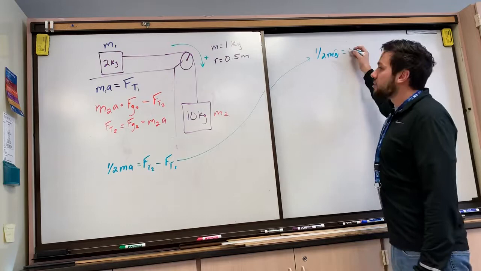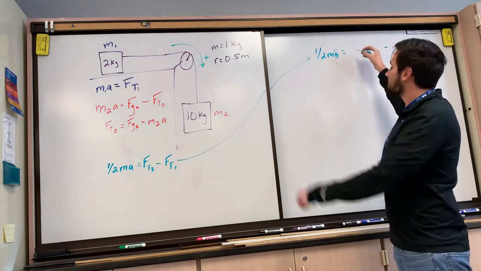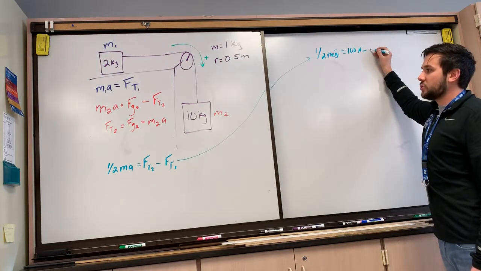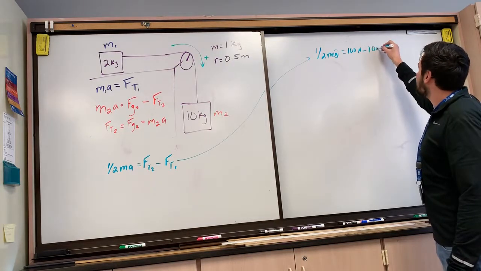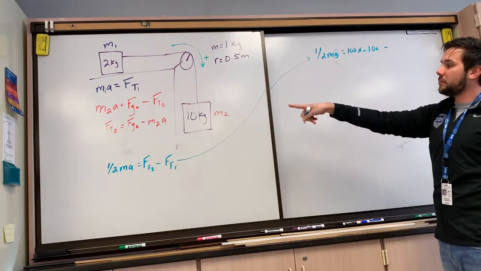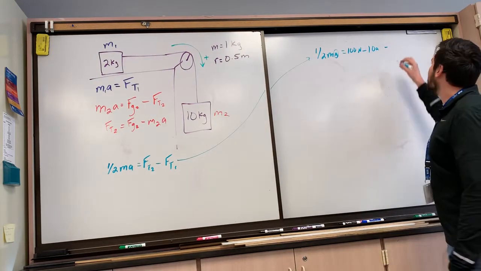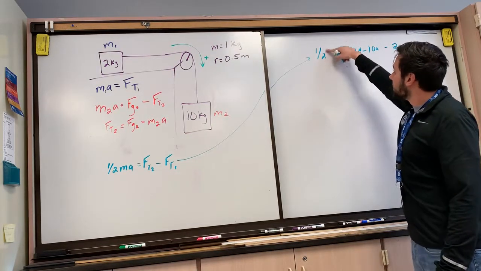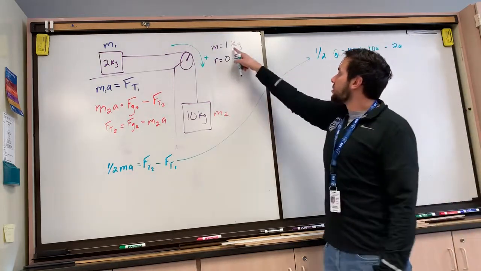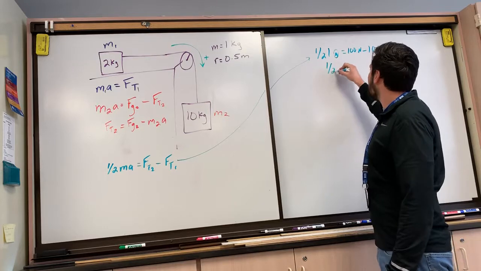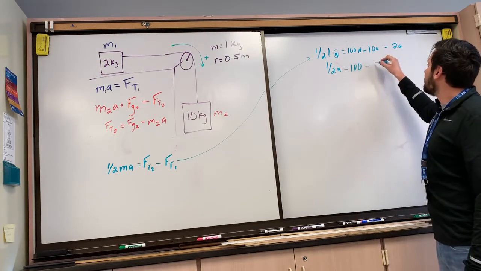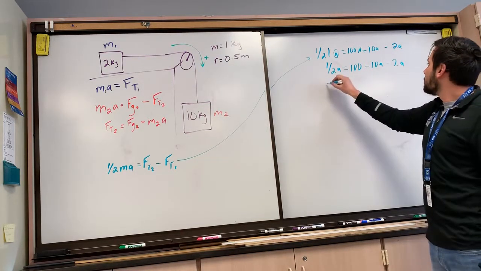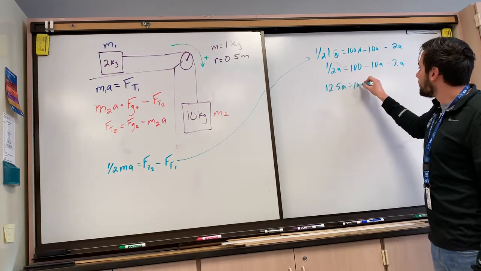So it becomes m2g, m2 is 10, so that's 100, minus m2a, and m2 is 10, so 10a, and then it becomes m1a, minus 2a. And so this mass is the mass of the pulley, because the pulley was what was spinning, and that is 1. So it just becomes 1/2 a equals 100 minus 10a minus 2a, which then you add 2a and add 10a, so it becomes 12.5a equals 100.